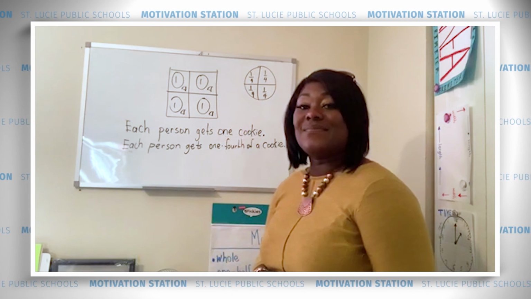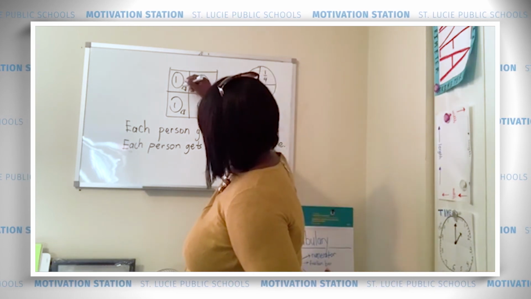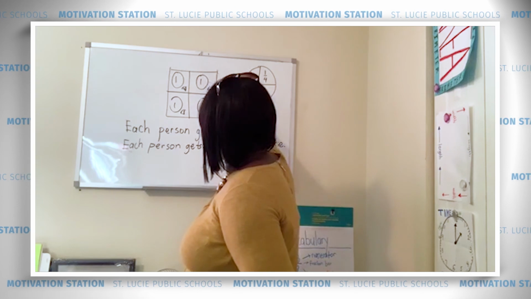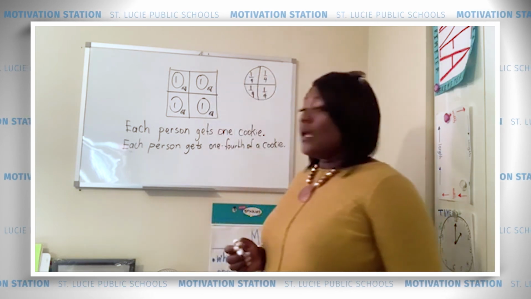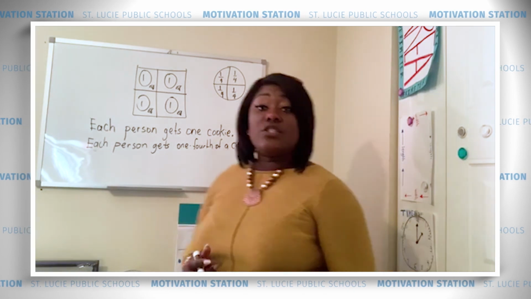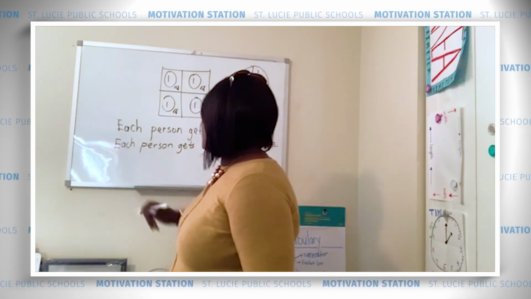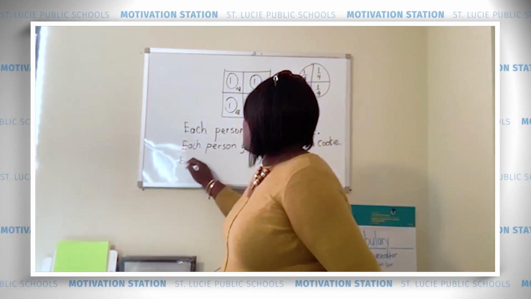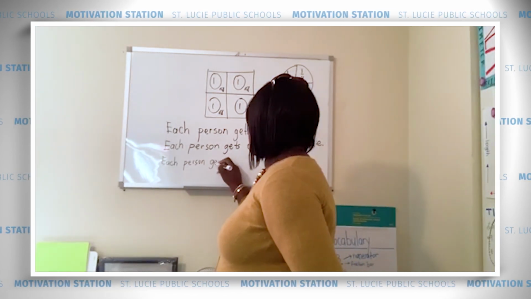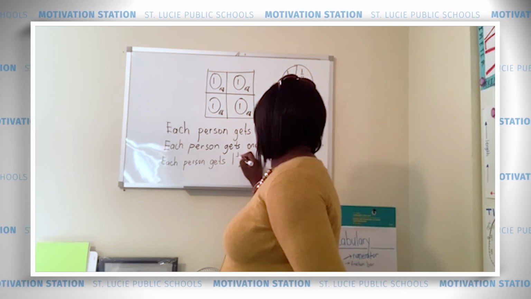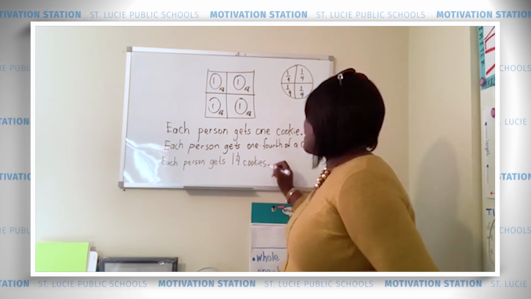Okay, so let's talk a little bit more here. So we're going to go ahead and label that piece of a cookie as 1/4. And each one of the boxes here represents one person. So how can we write these fraction circles as fractions and not words? Each person gets 1 and 1/4 cookies.